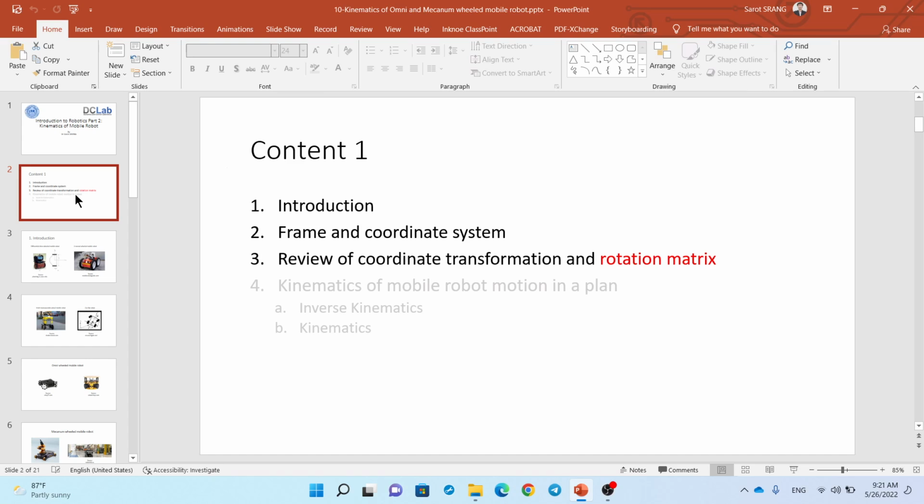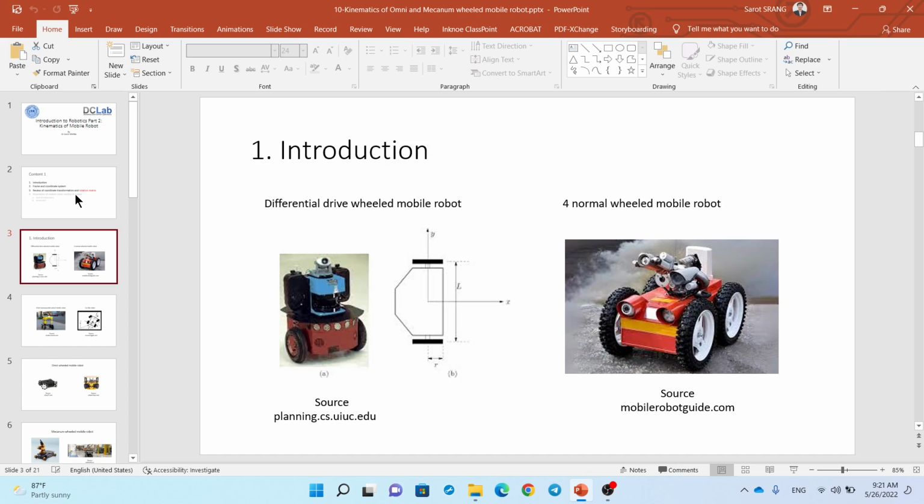So for the first part of this kinematics, for this 1 hour lecture, I will be covering only 3 points: introduction, frame and coordinate system, and review of coordinate transformation and rotation matrix. Okay, let's see some mobile robots existing in many applications.